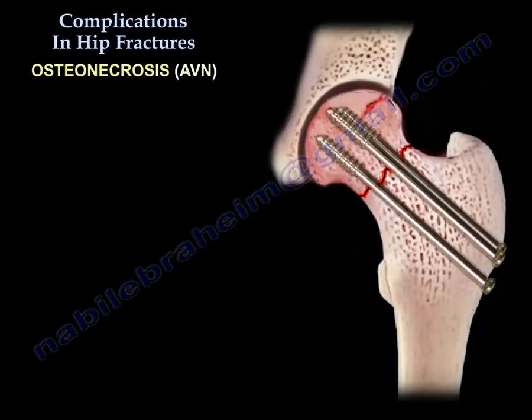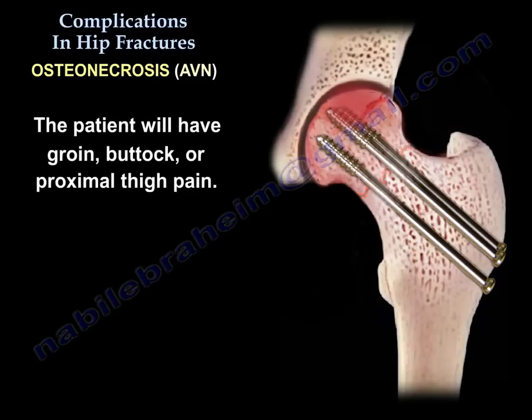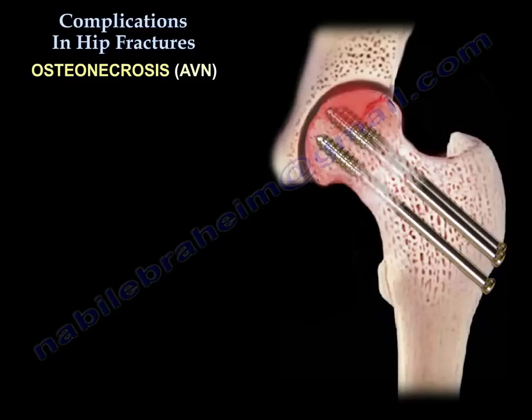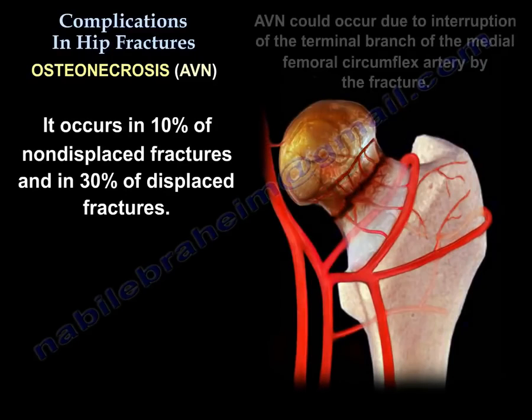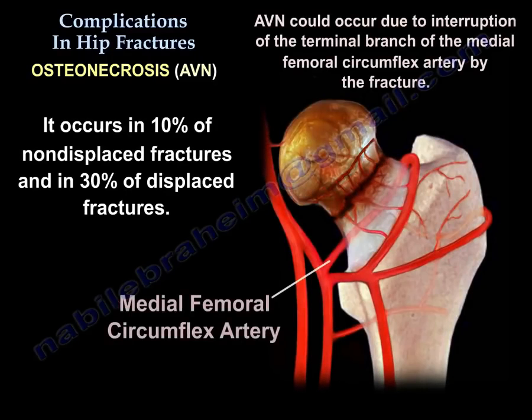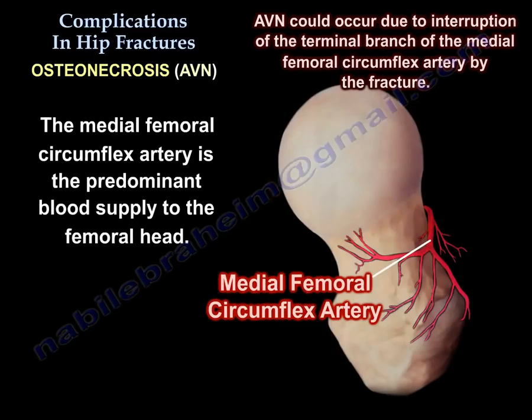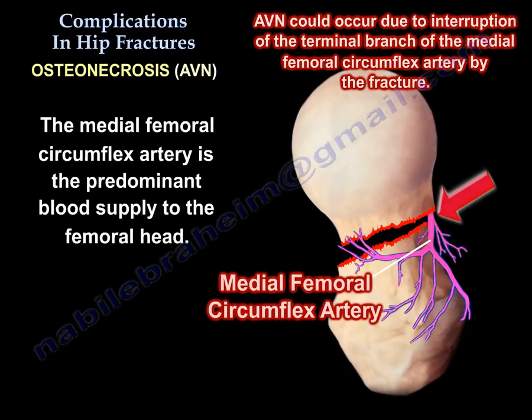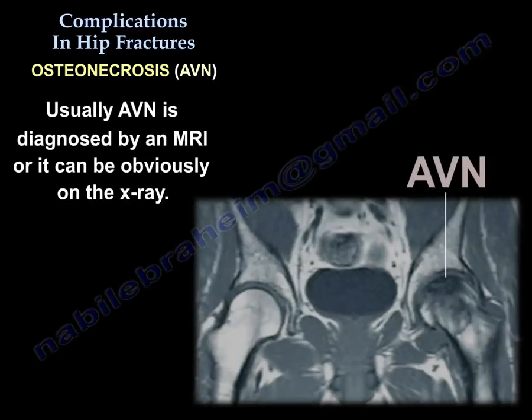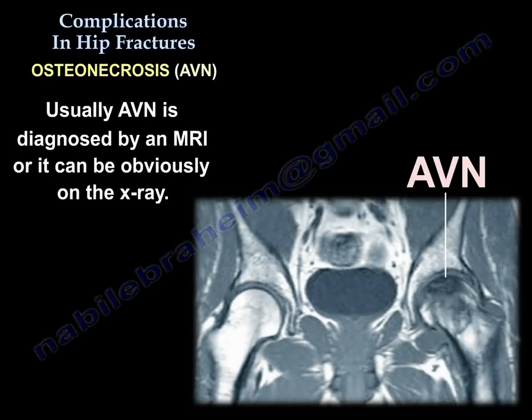Another complication is osteonecrosis, or AVN. Patient will have groin, buttock, or proximal thigh pain. It occurs in 10% of non-displaced fractures and 30% of displaced fractures. The medial femoral circumflex artery is the predominant blood supply to the femoral head. Usually AVN is diagnosed by an MRI, or if it is obvious, you can see it on the X-ray.